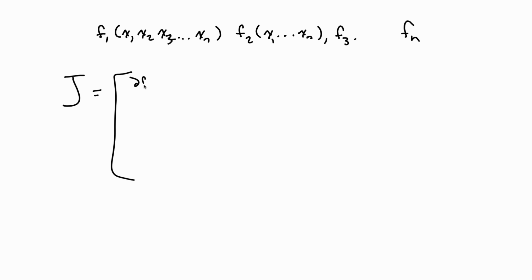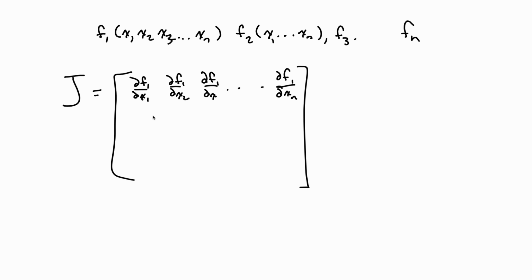That usually goes df1 by dx1, df1 by dx2, df1 by dx3, all the way to df1 by dxn, and then down the rows goes df2 by dx1, all the way to dfn by dx1. Then down here you'd have dfn by dxn. It doesn't have to be square, so I'll just say there's m x's rather.